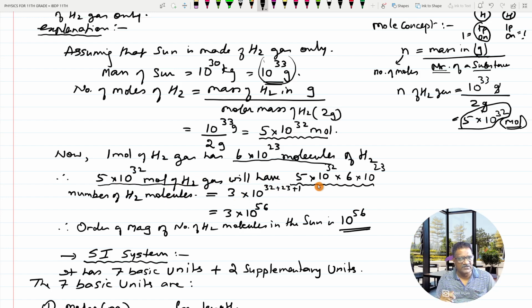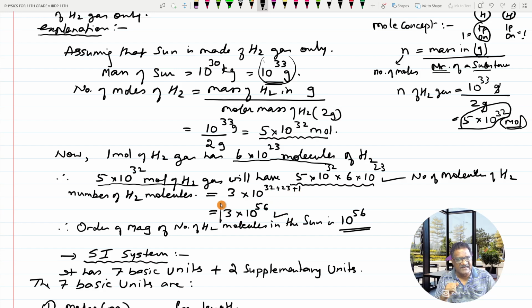So, the number of molecules will be 5 into 10 raised to 32 multiplied by 6 into 10 raised to 23. So, this will be your answer. This is the number of molecules of hydrogen gas in the entire sun. So this number you get as 6 into 5 is 30. 30 into 10 raised to 32 into 10 raised to 23. So it will be 3 into 10 raised to 32 plus 23 plus 1. That works out to 3 into 10 raised to 56.